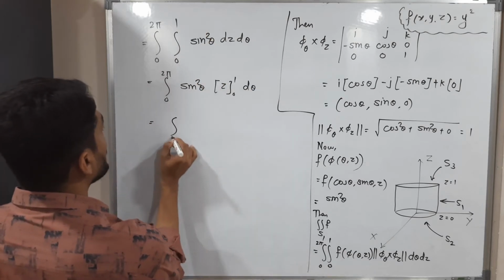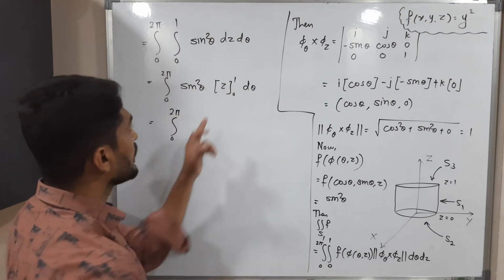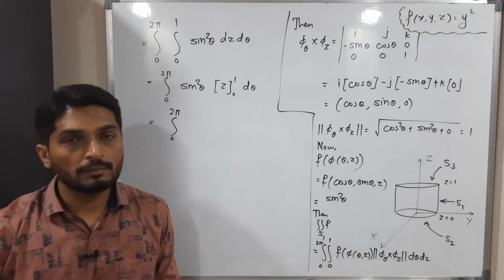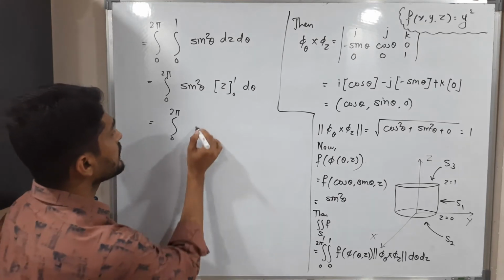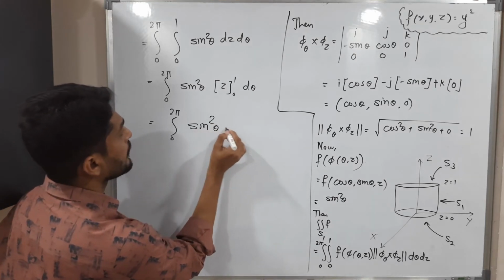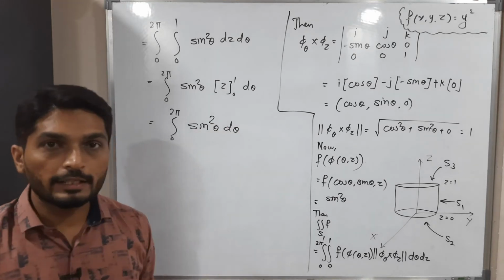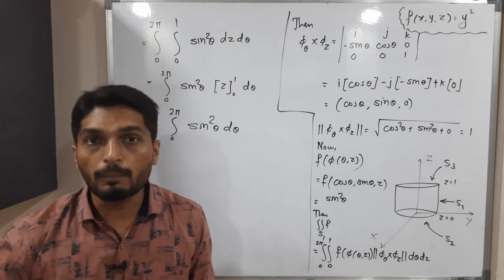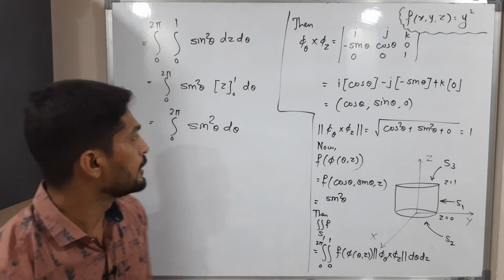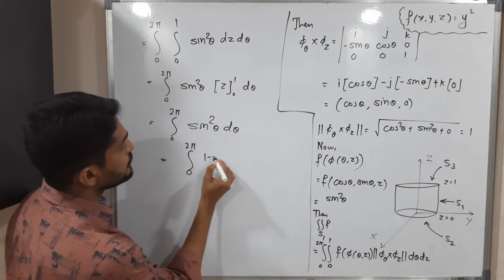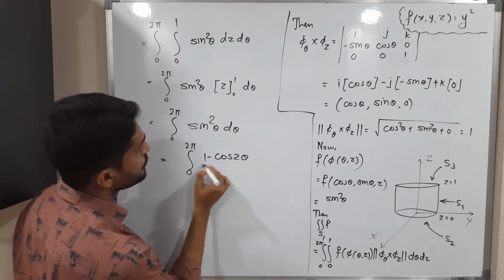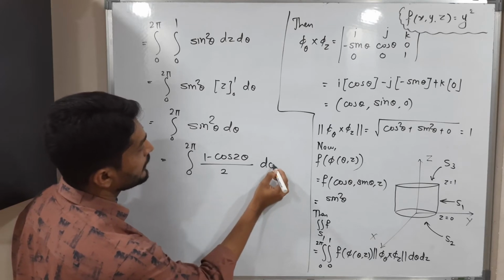This is equal to integration 0 to 2 pi. I am putting the upper limit, so 1 minus 0 is 1. If you have 1, no need to write anything. Simply I will mention here sine square theta. Actually, we cannot find its integration directly, so we need to take the help of a trigonometric formula. That formula I am going to use here: 0 to 2 pi, sine square theta means (1 minus cos 2 theta) divided by 2, d theta.